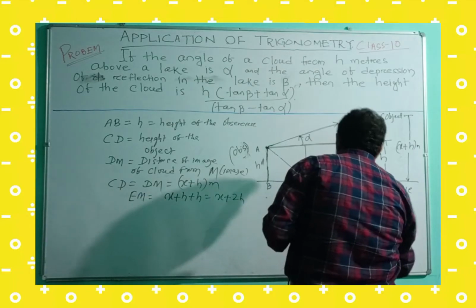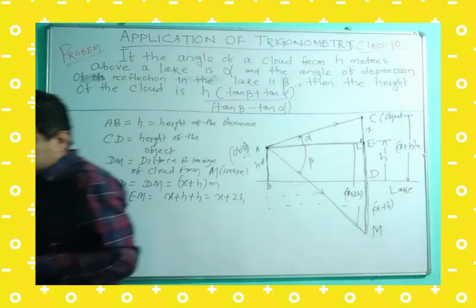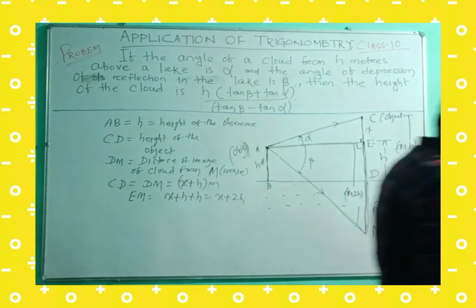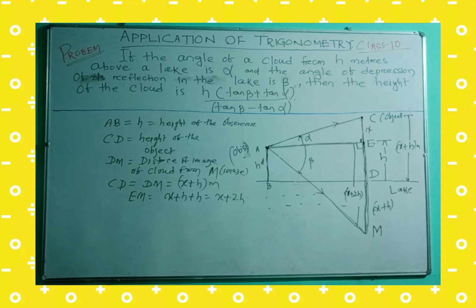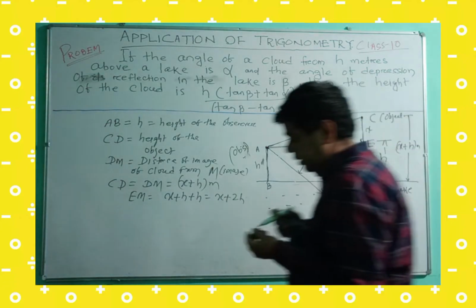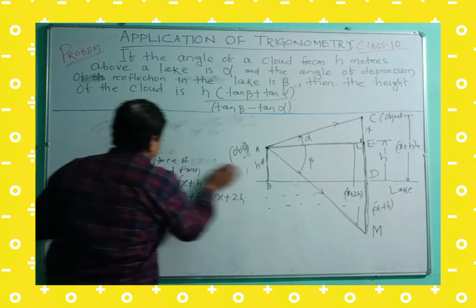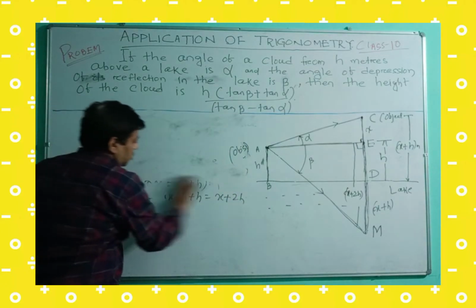Okay. Understand? Now you see the relation between the two right angle triangles, one triangle is AEC and the other triangle is AEM. Let's see.